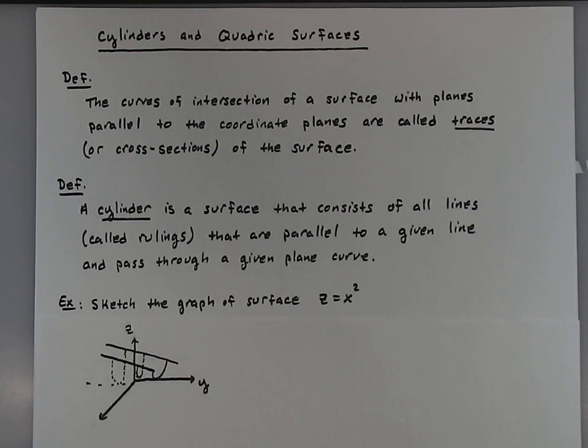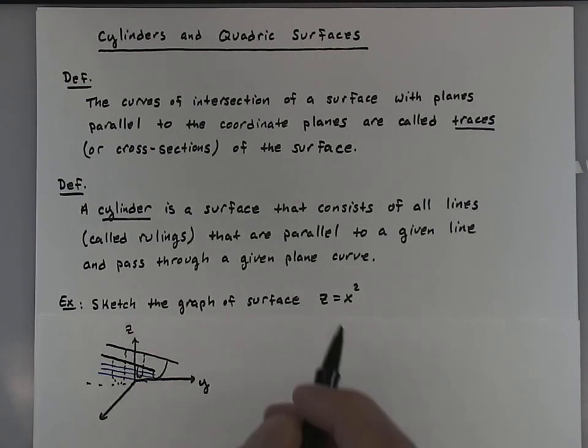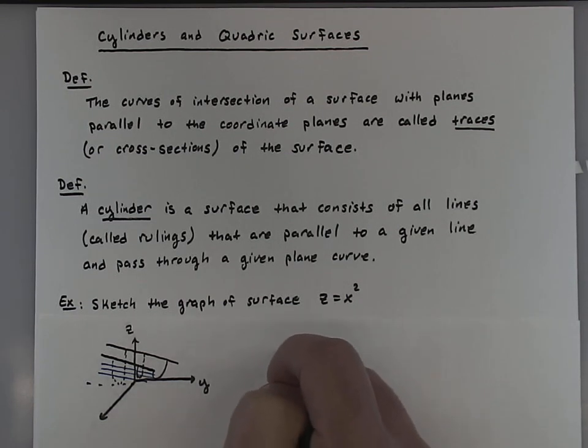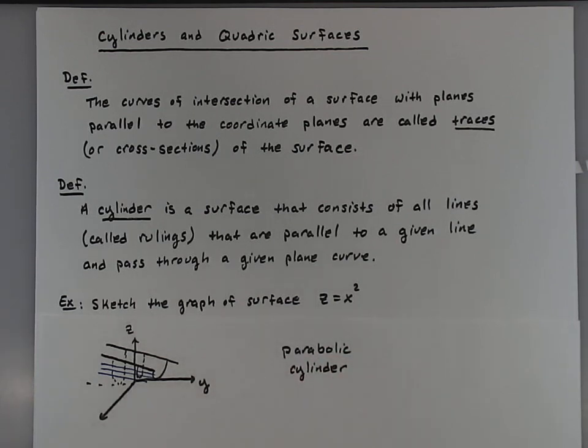So sketch the graph of the surface z equals x squared. So z equals x squared is a parabolic cylinder. The rulings are parallel to the y-axis. So these would be the rulings. The variable y is missing, so this extends along the y-axis. And this is what's referred to as a parabolic cylinder.